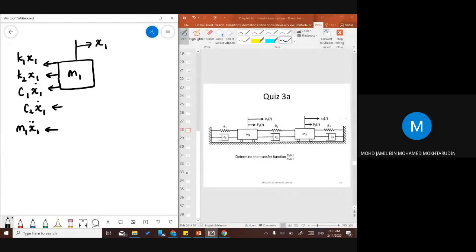Let's look at the forward forces. The first force is the input F1. And then you need to look at the components that are connected to M1 and also connected to M2. So here, the components are spring K2 and damper C2, because these two components are connected to M1 and M2. So you have K2 X2, and you have C2 X2 dot.